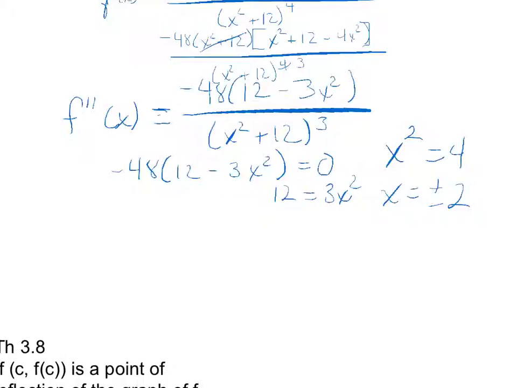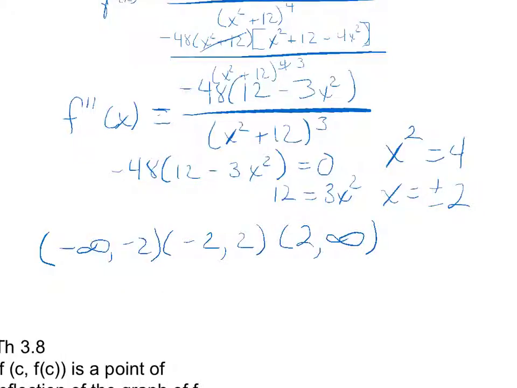I have to go from negative infinity to negative 2, to negative 2 to 2, and 2 to infinity. All I'm worried about is the second derivative positive or negative? So if we check the second derivative in this interval, we could use, say, negative 3. Well, we know that the denominator is always going to be positive, so I don't even have to worry about plugging into the denominator. I'm only worried about the numerator.